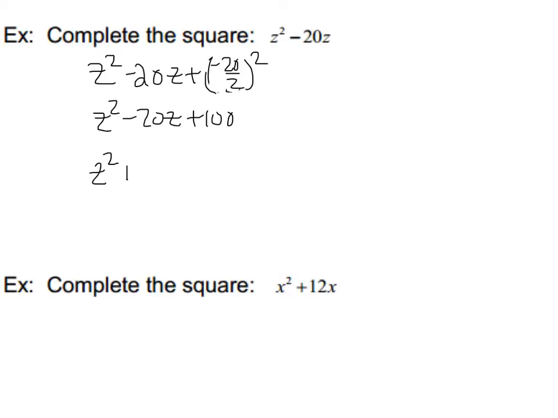So now we have z squared, and see how it said plus b divided by 2 squared? Well, isn't that negative 10? So this would actually be z minus 10 squared. Okay, so here's the thing. The first problem, notice you ended with plus. Second problem, see how it says minus, you end with minus. That happens every time.